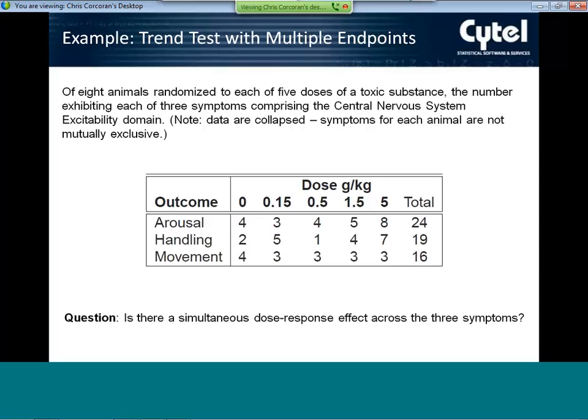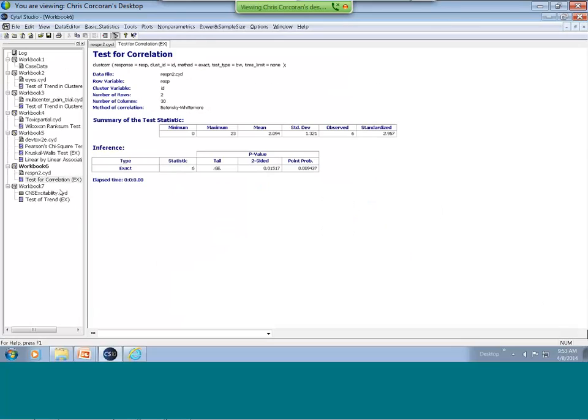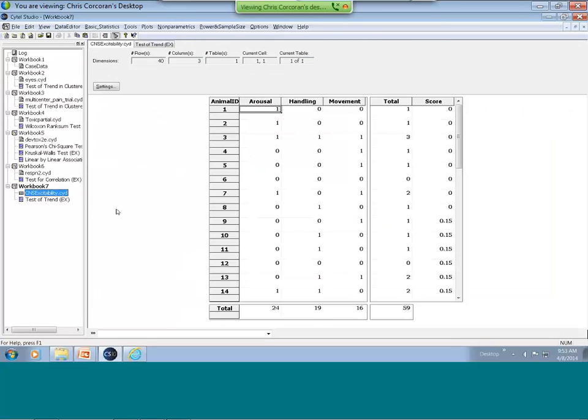Can we test that simultaneously? In other words, you can think of this as a multivariate Cochran-Armitage trend test, where you're actually carrying out a trend test across these 3 symptoms at the same time. And that's also available in StatXact. Here are the data here. They have to be tabulated in a certain way in StatXact, but once they are, it's fairly easy to obtain the p-value.